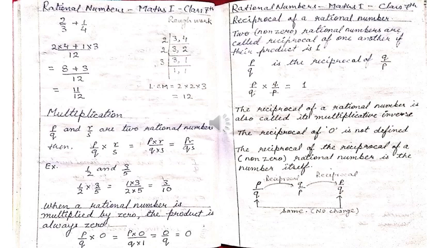Now how to understand it better? P upon Q, the reciprocal will be Q upon P. Now the reciprocal of Q upon P will once again turn into P upon Q, and P upon Q are the same. This is what is written: the reciprocal of the reciprocal of a rational number is the number itself, the same number, no change. Clear?